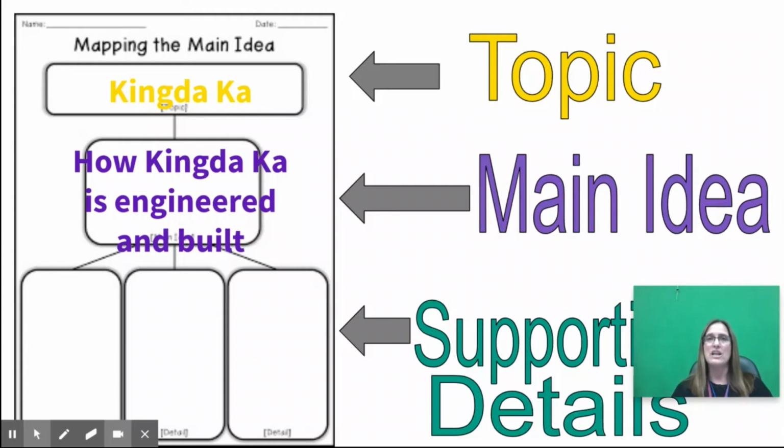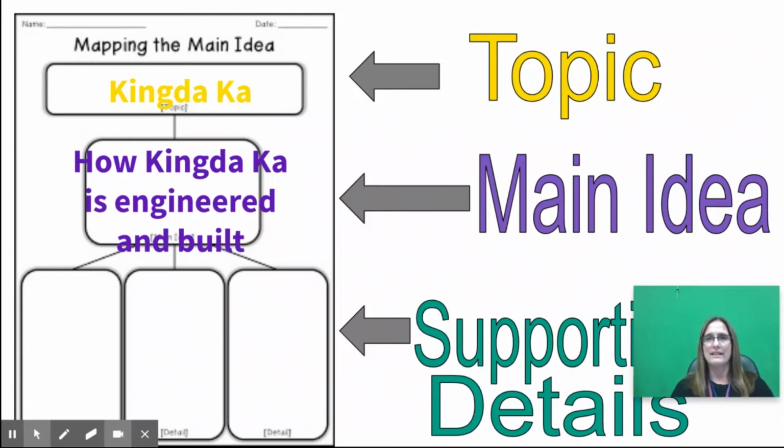What details did you like about that book that told you the main idea was how Kingda Ka was engineered and built? Oh, you liked the part about how they got it to go so fast. Oh, you liked the part about when they were building it but had lots of challenges, but eventually they were able to do it? Me too. Those are some great details of the Kingda Ka book.